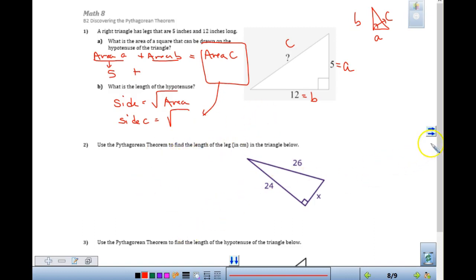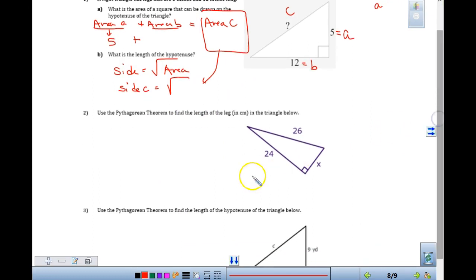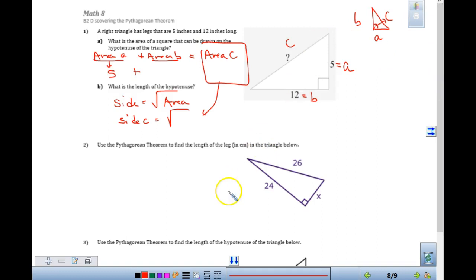Let's look at question 2. 24, would that be my A, B, or C from our picture at the top? A, B, or C? B. Someone else have used A? What's the 26 going to be? Because this is the right angle, and if we go across, that always has to be C. That's probably the most common mistake people are going to make. So this X is actually going to be our A.